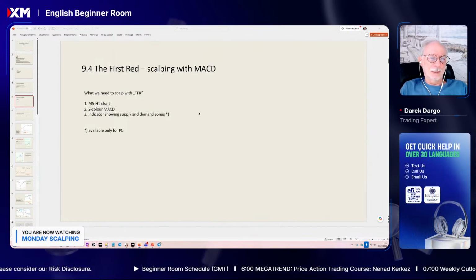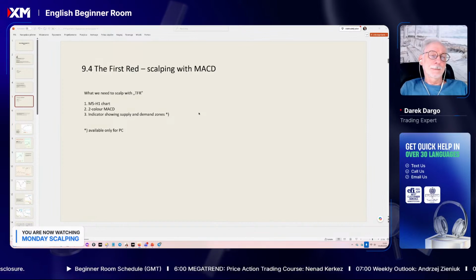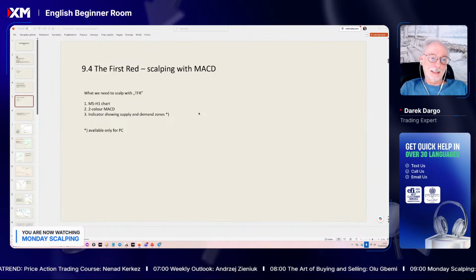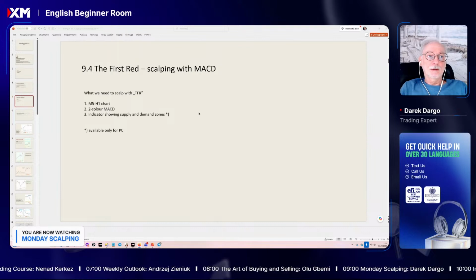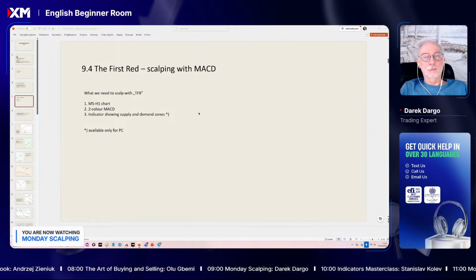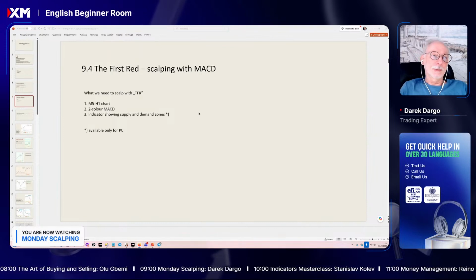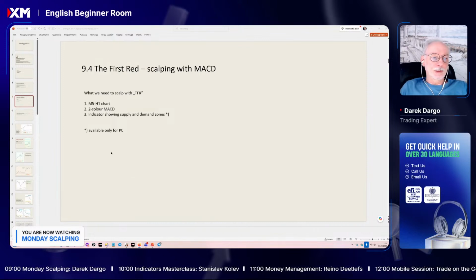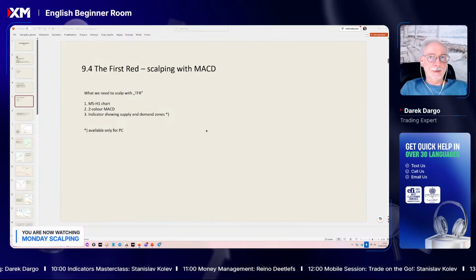The beginning of the week doesn't look too exciting. I see there's not much on the calendar, but this session, we are in the beginner's room. This session is about scalping. Scalping means taking a few pips in a short time and trying to do it many times per day. What do we need to scalp?